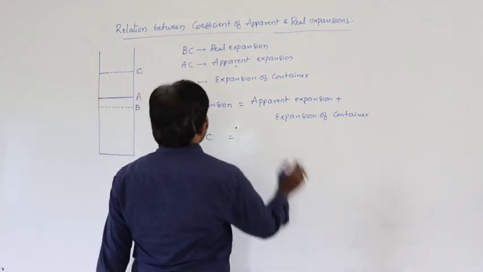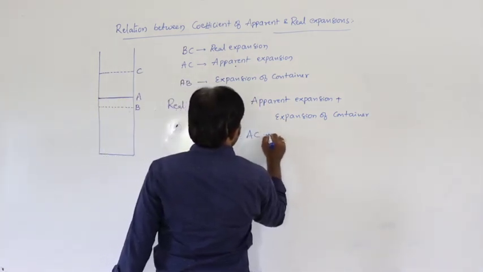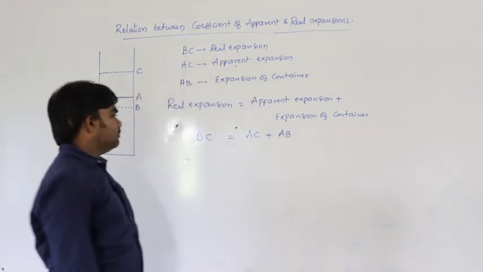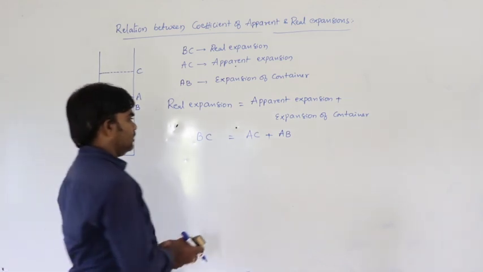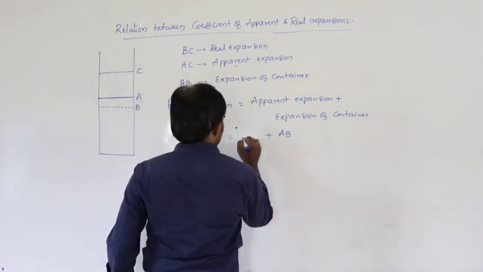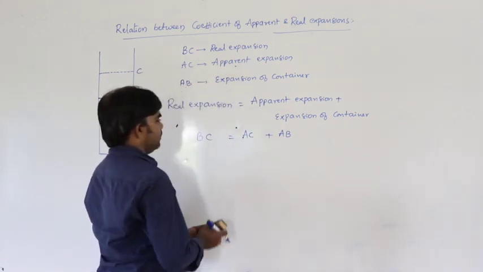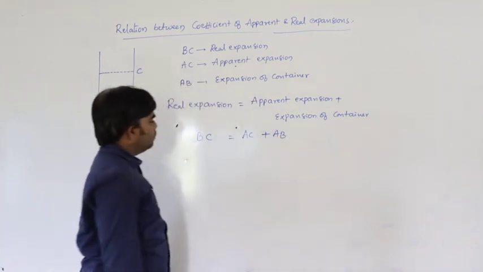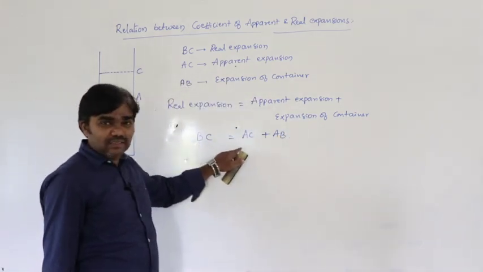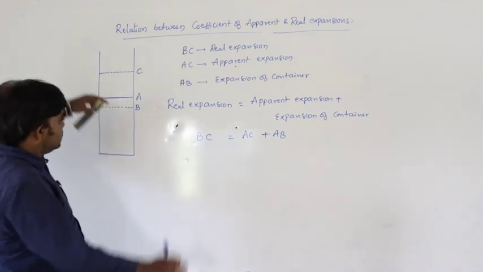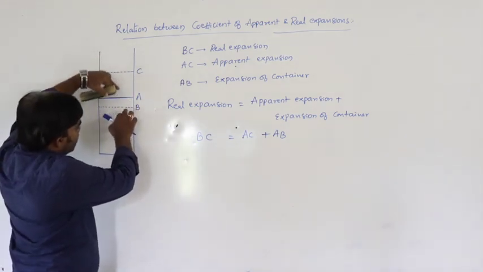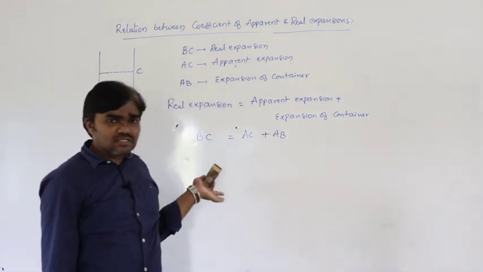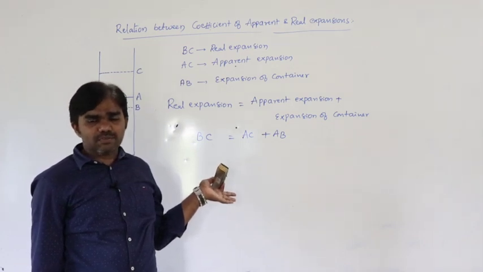BC is equal to the apparent expansion AC plus the expansion of the container AB. BC is equal to AC plus AB. Now, this is only length. BC is the length of the liquid column, and AC and AB are all lengths of liquid columns. Based on these lengths, we can't define the coefficient of apparent expansion like that.